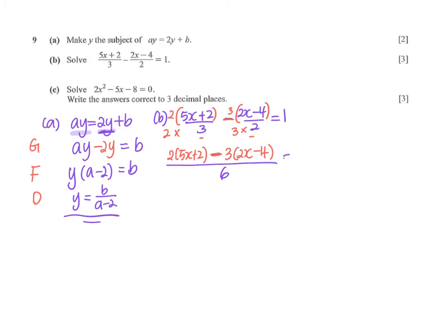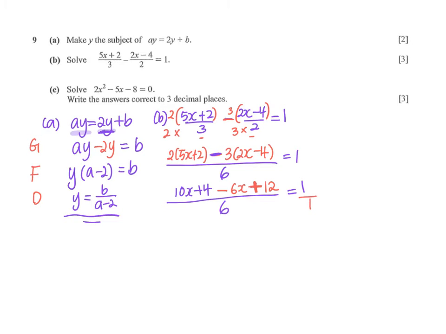I know that a lot of students like to write it in two separate fractions, but take note when you combine the fractions, this negative sign here has an impact on the sign of the numbers. But for me, I will put everything together and expand my numerator. Now my numerator will get 10x plus 4 subtract 6x plus, this sign will change, plus 12 to be equals to 1.